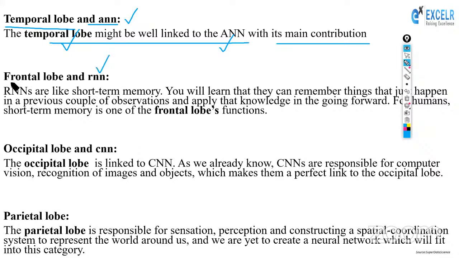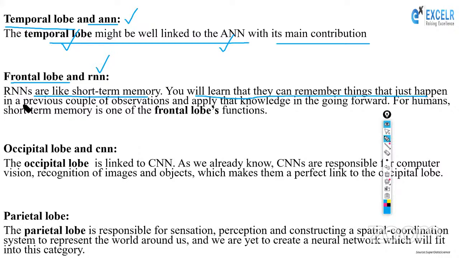RNN is linked with the frontal lobe. RNNs are like short-term memory. And you will learn that they can remember the things that just happened in a previous couple of observations. Right? And based upon that, they apply the knowledge going forward. So this particular functionality is done by the frontal lobe, and it is also done by the RNN, which is the recurrent neural network.